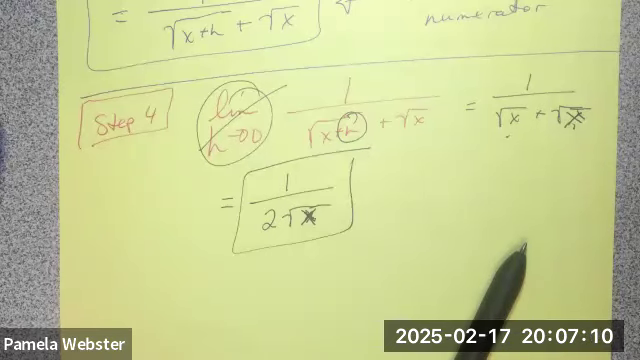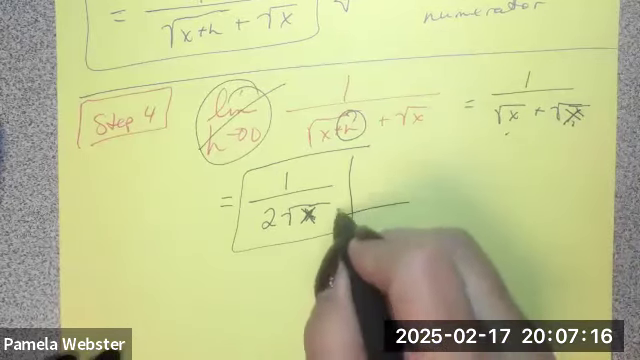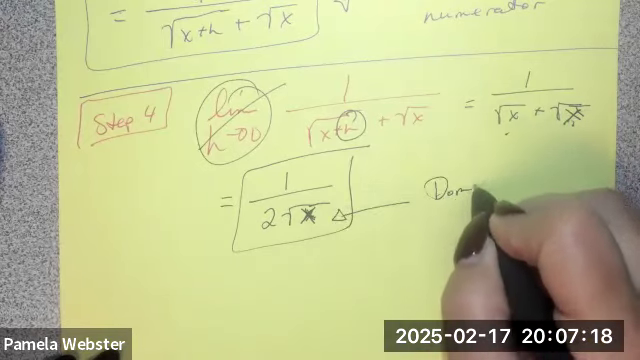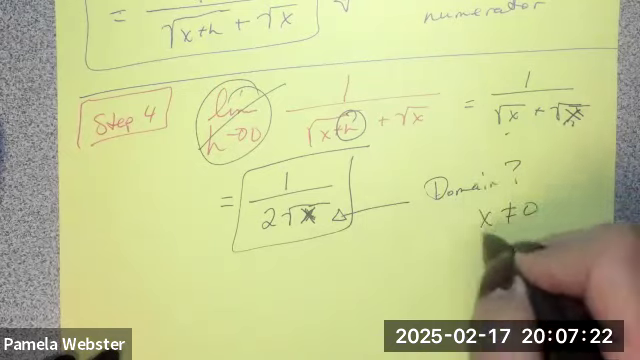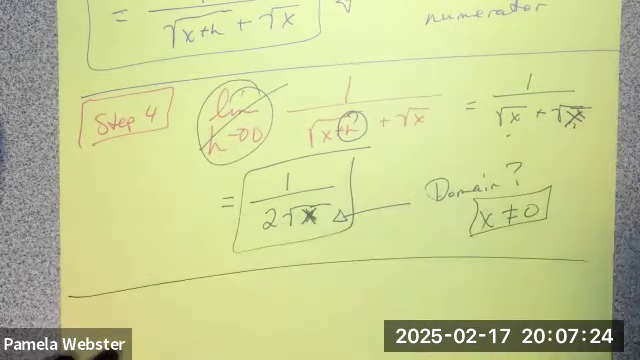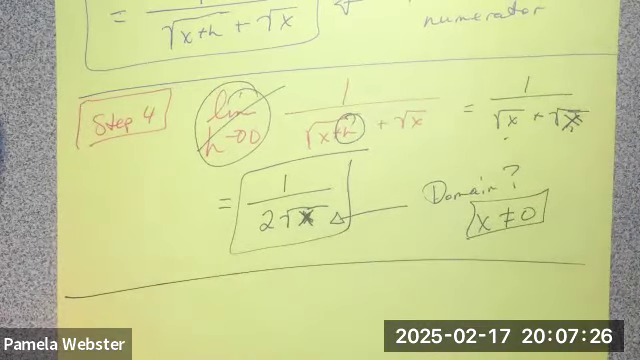I'm not stressed out anymore about the h becoming 0. It's not a problem because it went away. The only thing I have to worry about is in my domain, x can't be 0, right? Just like in the last problem we did, x can't be 0 because I've got that on the denominator, so I can't have it. All right.